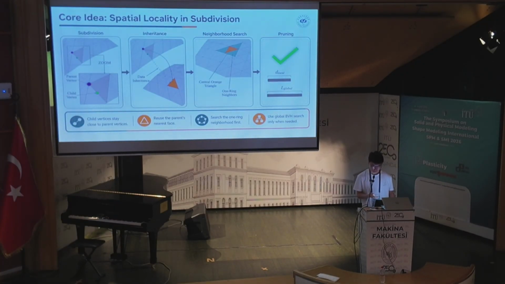The core idea is to use spatial locality during subdivision. First, subdivision creates a child vertex near a parent vertex. Second, the child inherits the parent's nearest surface and initial guess. Third, we search a small neighborhood around its face. This gives a local distance value. Then we compare the local distance with the current global bound. If the local distance is small enough, the child vertex cannot be the Hausdorff maximizer. Then we prune it and skip the global query. If the local result is not enough, we fall back to the global search. The method is not replacing exact search with an unsafe approximation.